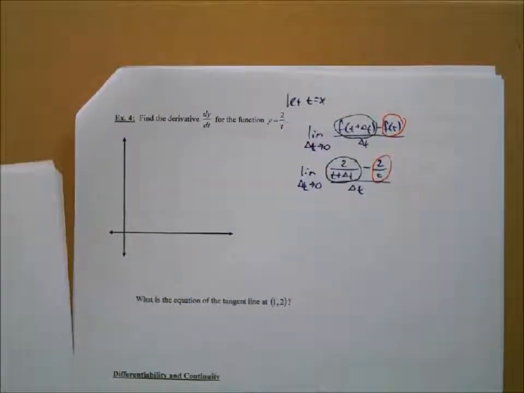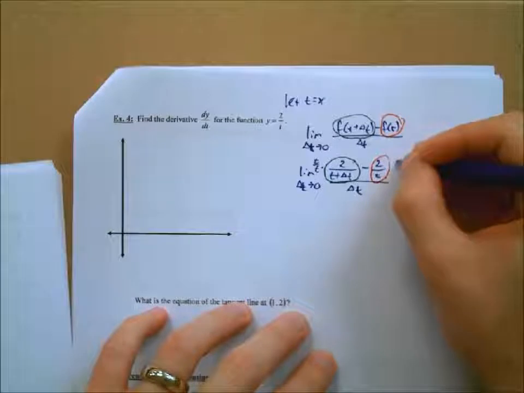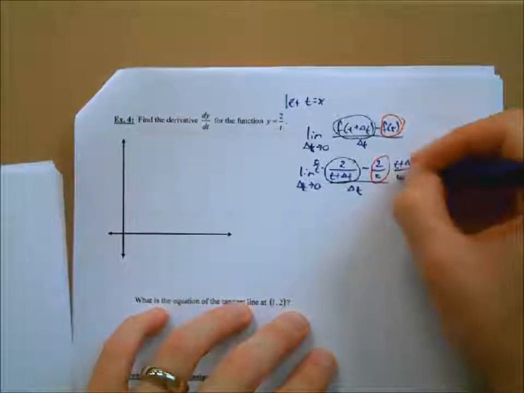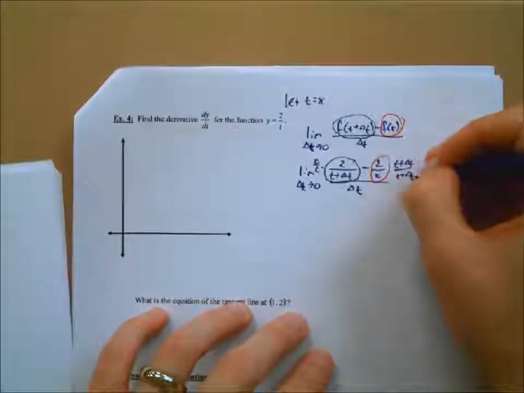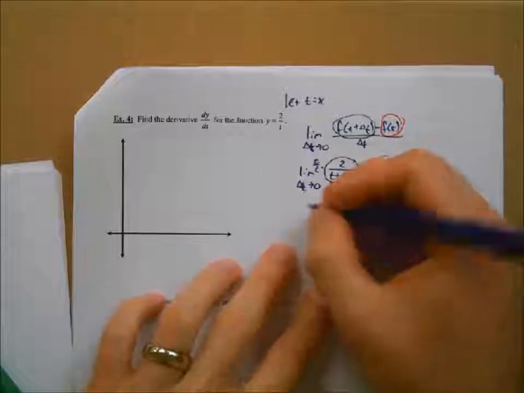Now what method do we need to use to evaluate this limit? Common denominator. So this one we'll multiply by t over t, and this one we'll multiply by t plus delta t over t plus delta t. Again, you can see why we practice this stuff. This was stuff in the prerequisite, and so that showed up in limits, and now it's got to show up in the derivative too. So this is why we did this.